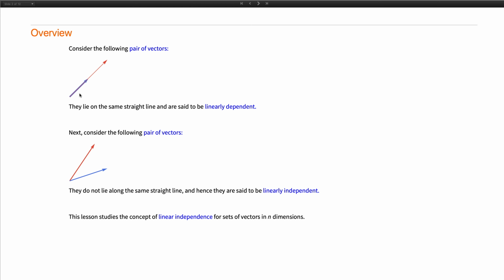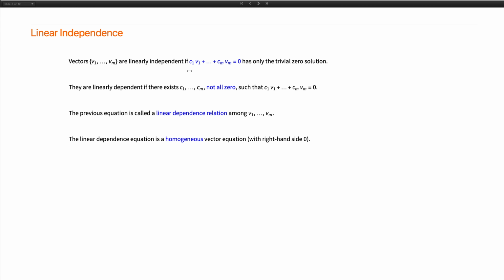So here you see a pair of vectors in this picture, one of them red, the other blue, and they clearly lie along the same straight line. In such a case, we'll say that they are linearly dependent. On the other hand, if you look at this pair over here, they do not lie along the same straight line, and we have a term for that: we say that they are linearly independent. This lesson studies the topic of linear independence for sets of vectors, not just in 2 or 3 dimensions, but in n dimensions. So let's begin with a formal definition of linear independence.